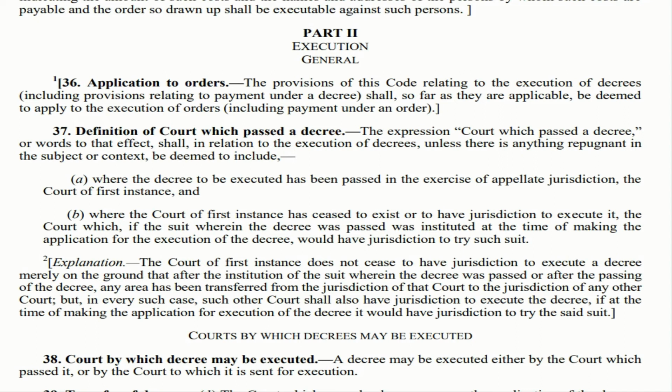Imagine there is court A, that is the first instance court. Now that court is closed. There is no such court. First instance court, court A, is closed, or it doesn't have the jurisdiction to execute it. Then in that case, what we will generally do is try to file an application for execution in the newly instituted court. So in that case, that court will be considered to be a court having the jurisdiction to try such a suit.